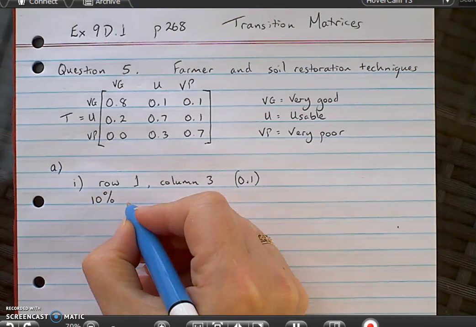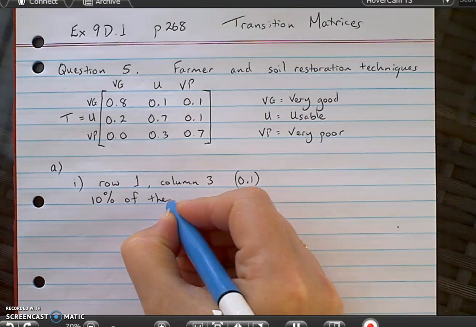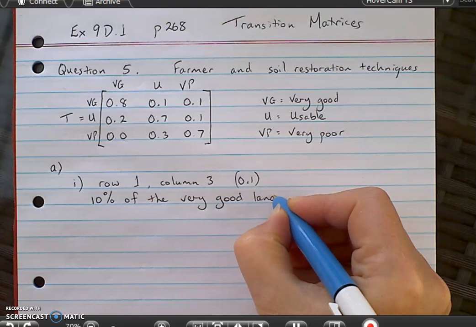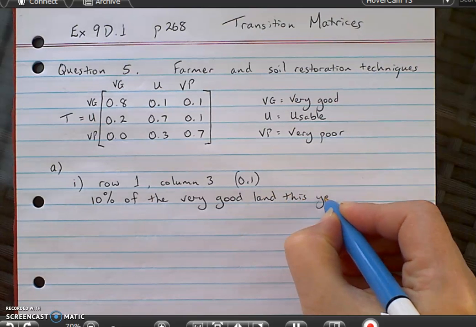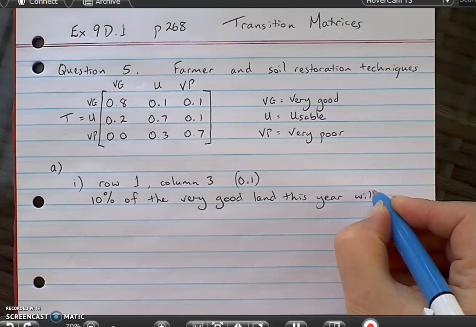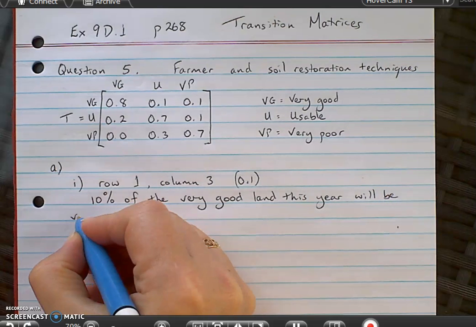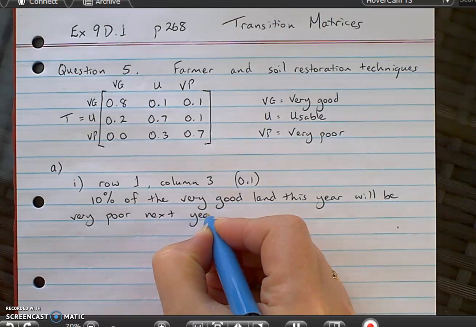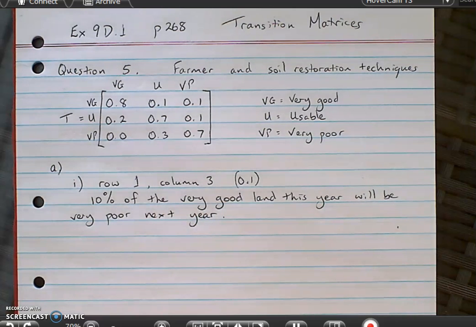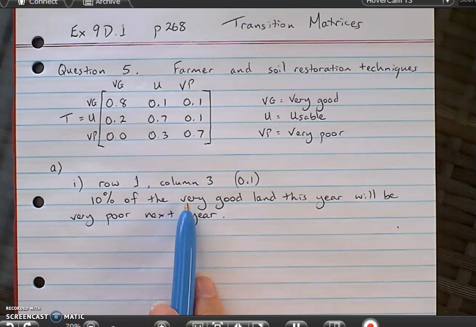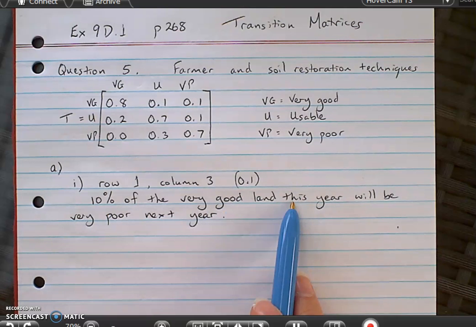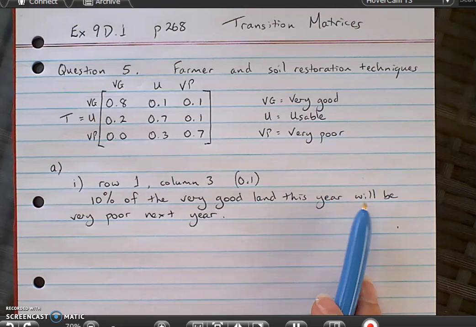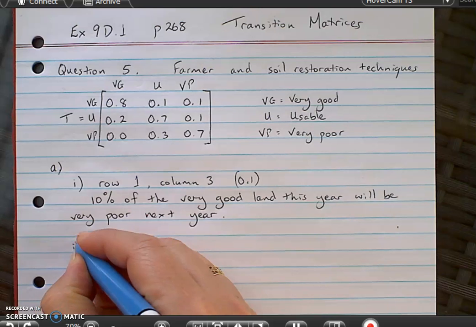So 10% of the very good land this year, make sure you're using the years, will be very poor next year. So make sure in the test question you always use what they use and talk about this year or this week or today or whenever the time frame is, and next year as well. So then number 2.